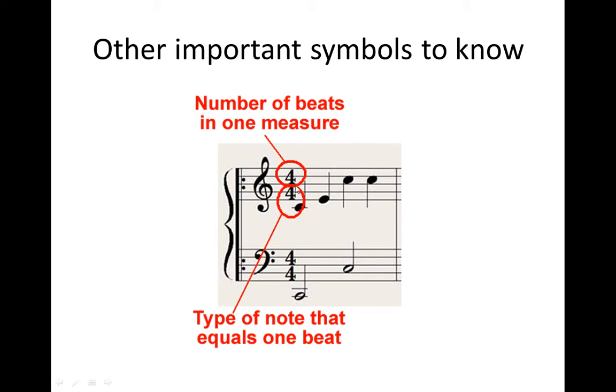The bottom number is a lot trickier. It refers to the type of note that equals 1 beat. So in this example, it's a quarter note. So there would be 4 quarter notes in one measure in this particular example.